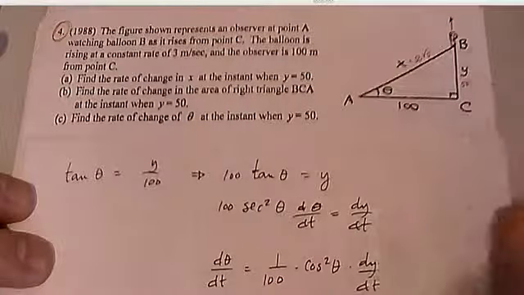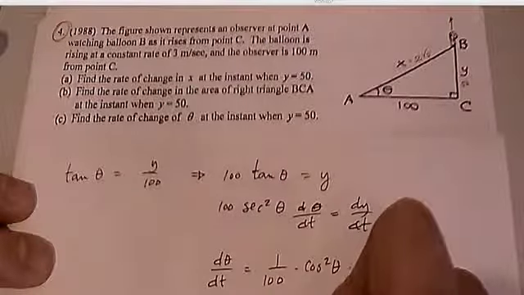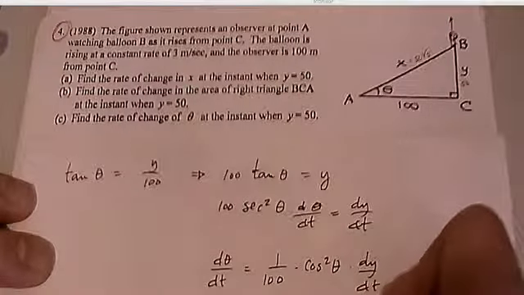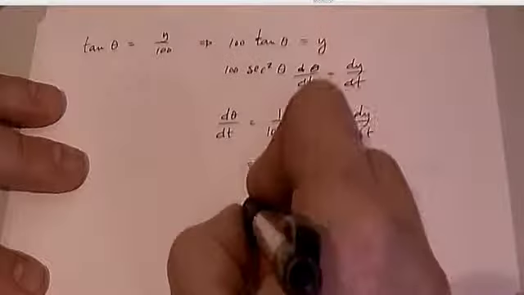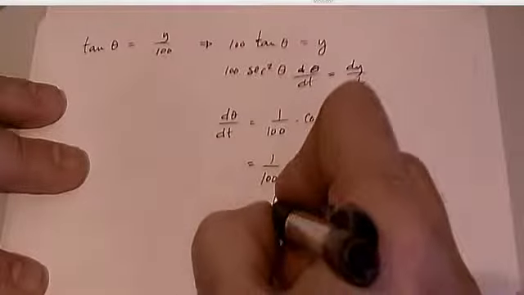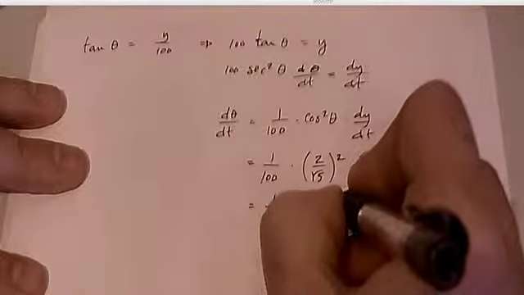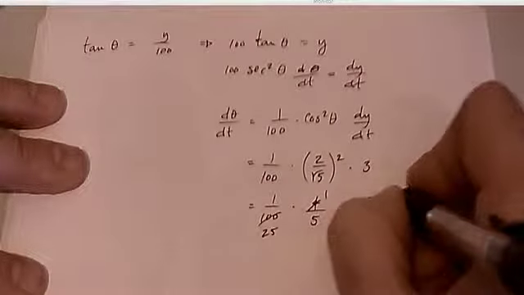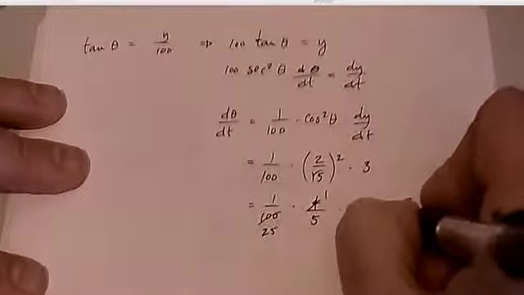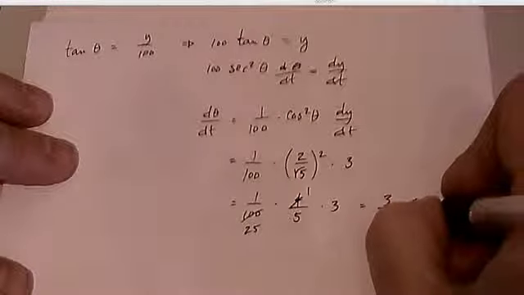And therefore, if I have 1/100th, cosine of theta is adjacent over hypotenuse, so that's 100 over 50 root 5, so it winds up being 2 over root 5 squared, and then dy dt is still 3, right? 1 over 100 times 4 over 5 times 3. Well, a lot of this reduces, and you get 3 over 125, and this is actually radians per second.